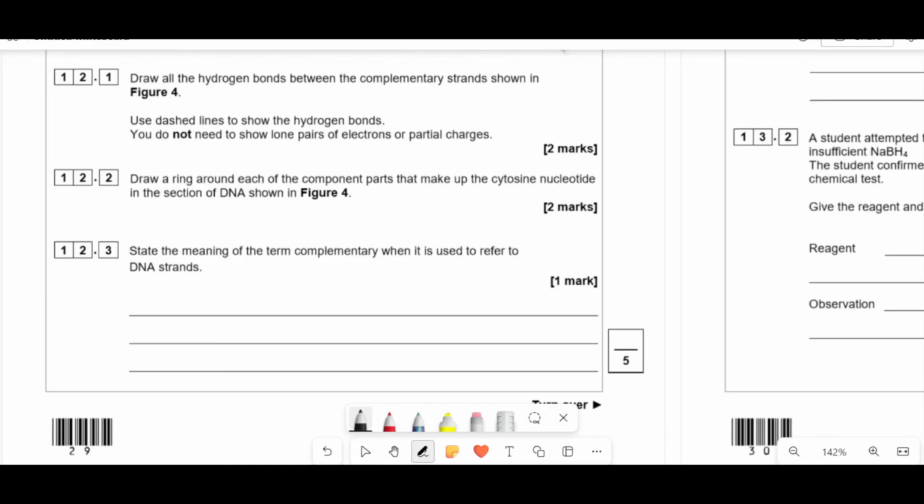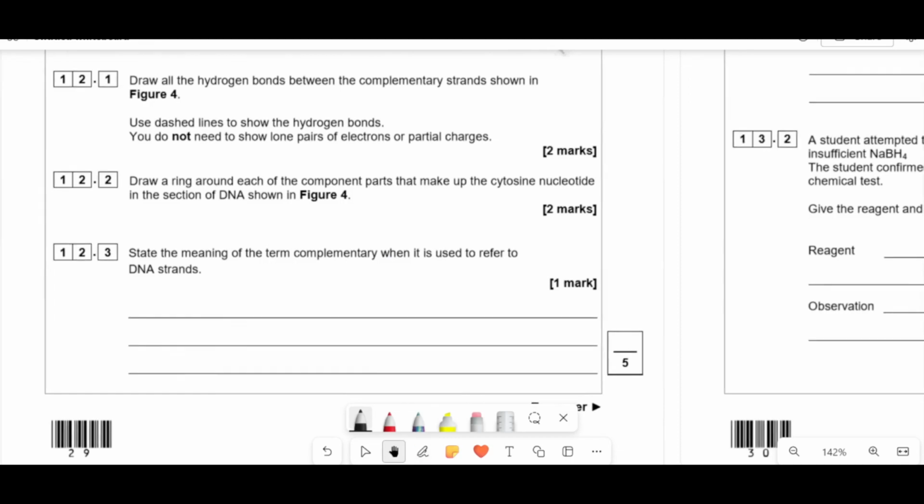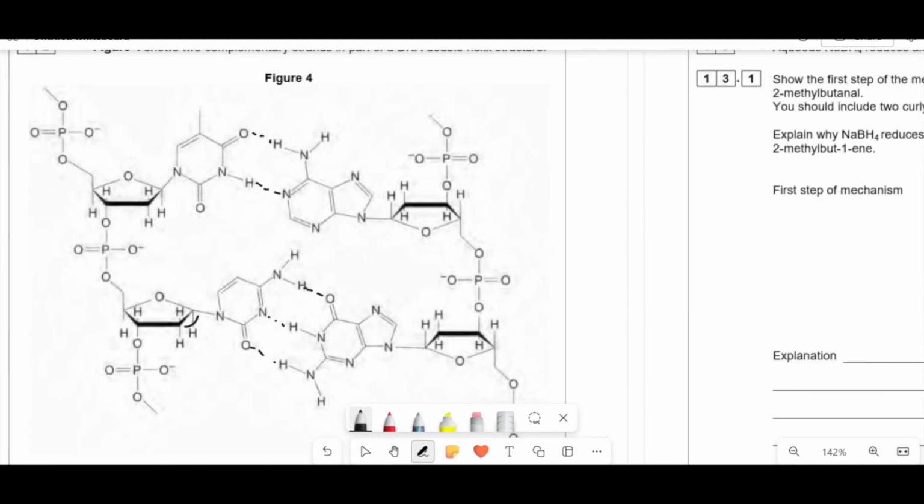Now it says draw a ring around each of the component parts that make up a cytosine nucleotide in the DNA shown. So you look at your data sheet and you have a look at where cytosine is. So if I look at cytosine in the data sheet, it's this one here, right? So there's one part, that's the nitrogenous base. This is your sugar. And then here we've got our phosphate that's stuck to it like so. So there you go, those are all three of them.